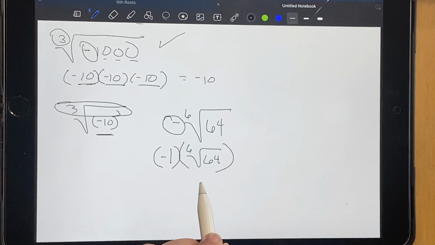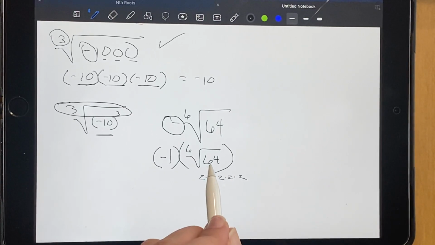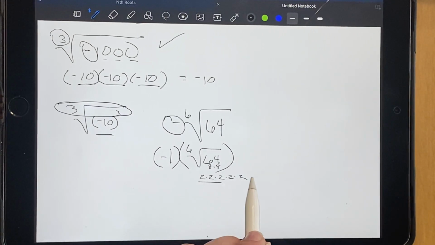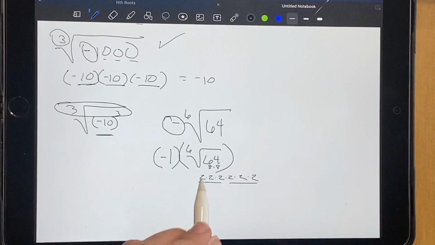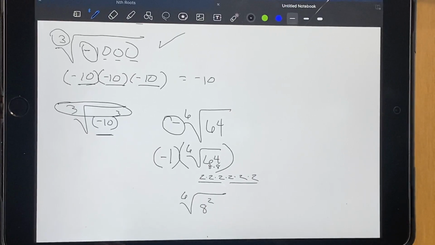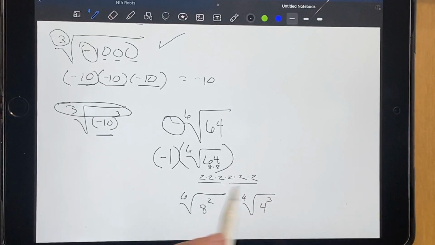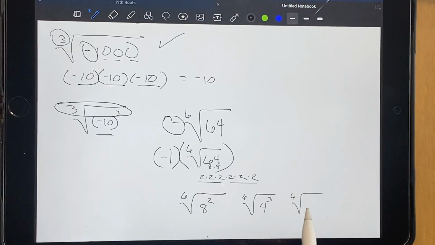So let's look at 64. Just kind of break it down. I've got 2 times 2 times 2 times 2 times 2 times 2, because I know that 8 times 8 is 64. And each 8 is a set of 3 2s. So I could write the 6th root of 8 squared. I could write the 6th root of 4 cubed. Or I could write the 6th root of 2 to the 6th.